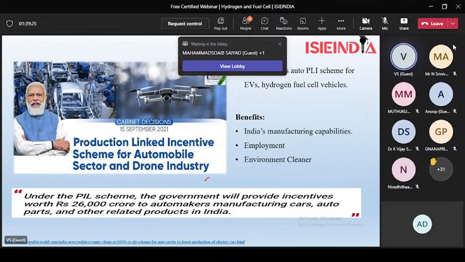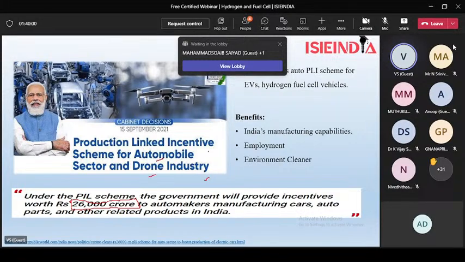By this scheme, we can say they are encouraging the industry and manufacturers to open new plants, to attract many startups related to the automobile sector, which is based on EVs, or we can say hydrogen fuel cell. They are giving incentives worth 26,000 crore for the sector of automobile and drone industry.